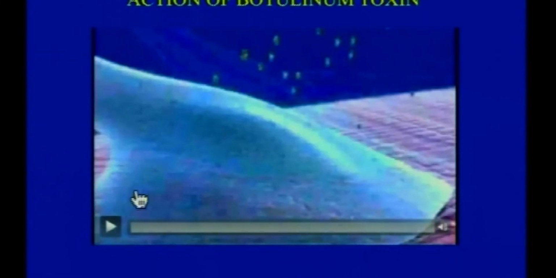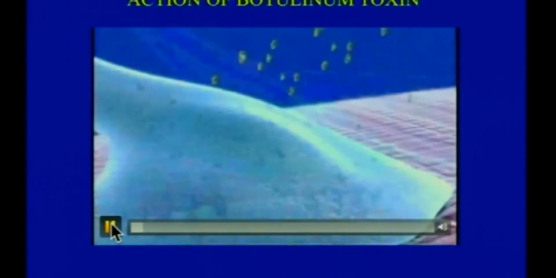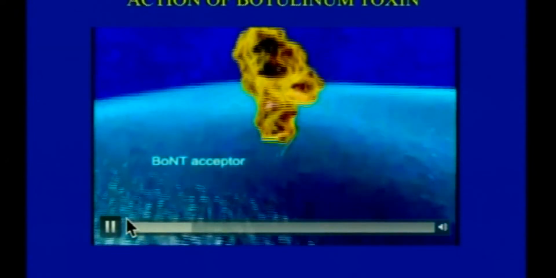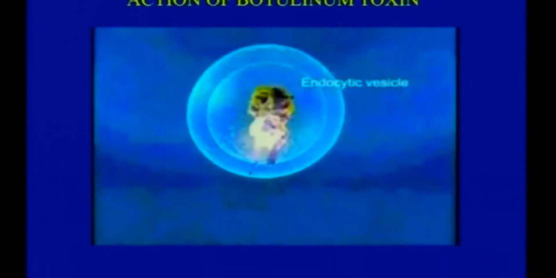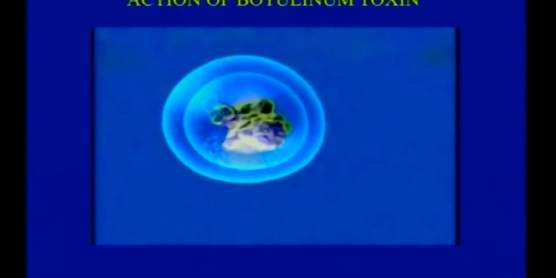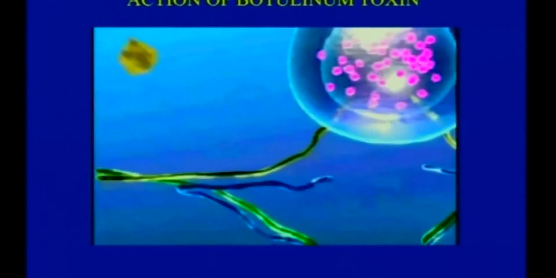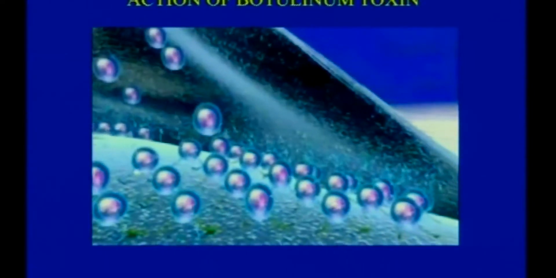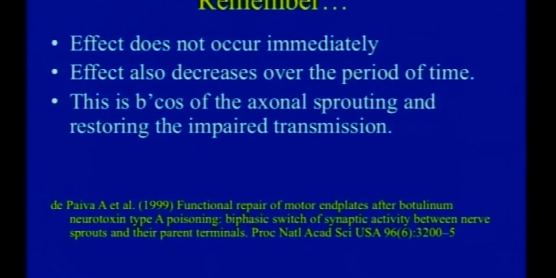So the action, here is the animated version. When it is injected, it goes into the nerve terminal and gets internalized after binding. It forms an endocytic vesicle, gets translocated and extrudes out of the vesicle, and the disulfide bond reduction happens and the active L chain cleaves the SNARE proteins. So remember, the effect does not take place immediately. It takes about 3 to 4 days for the effect to come, and also the effect does not last; it decreases over a period of time because of axonal sprouting, and impaired transmission gets restored.